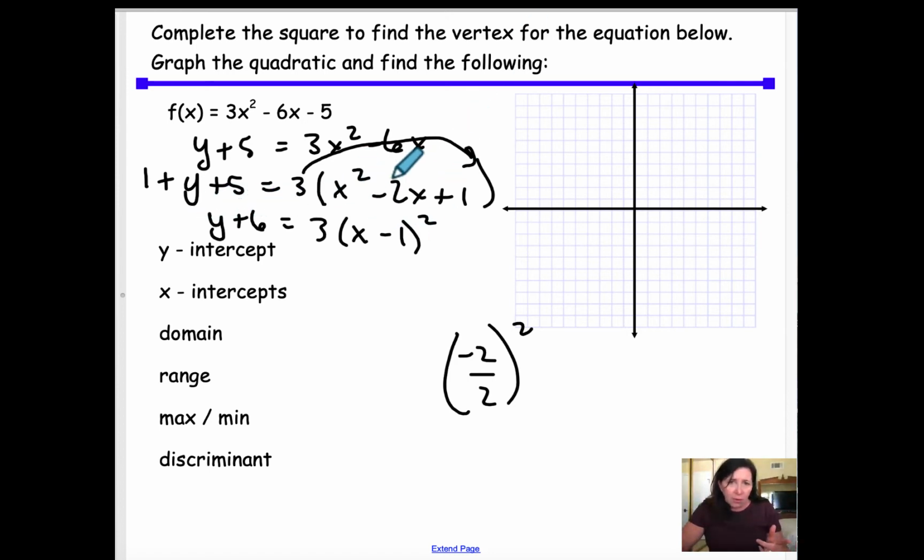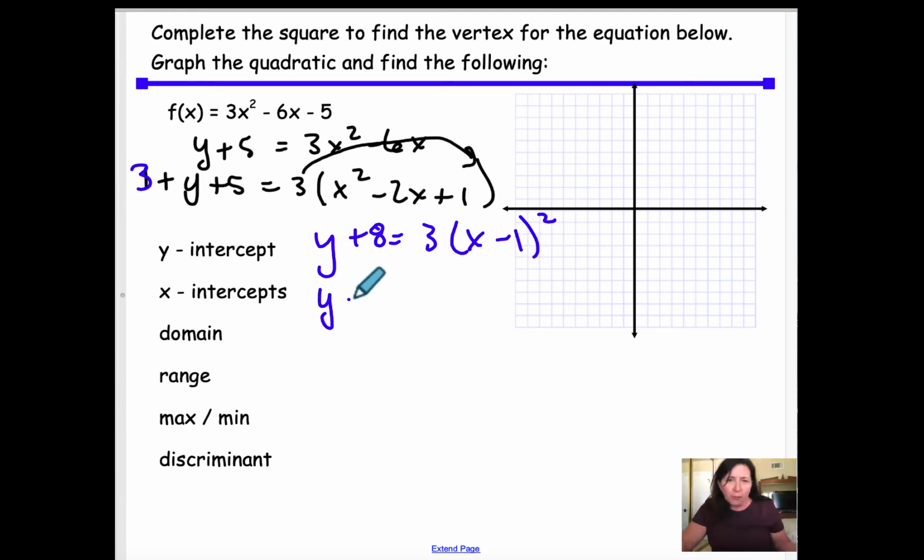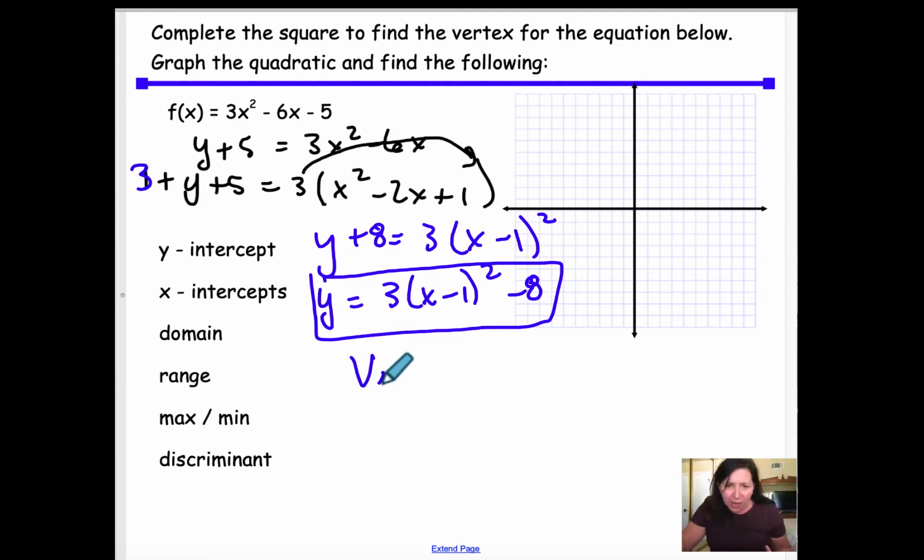So I do, oh, I tried to do that. I did it incorrectly. Let me fix that. Yeah, be careful because you are adding 1 to both sides, but it's actually 3 times 1. So there we go. All good here. So y plus 8 equals 3 times x minus 1 quantity squared. Now we're set. Vertex form would be y equals 3 times x minus 1 quantity squared minus 8. This is vertex form. This gives us a vertex at 1, negative 8. Okay, so far we have a vertex at 1, negative 8 right here.